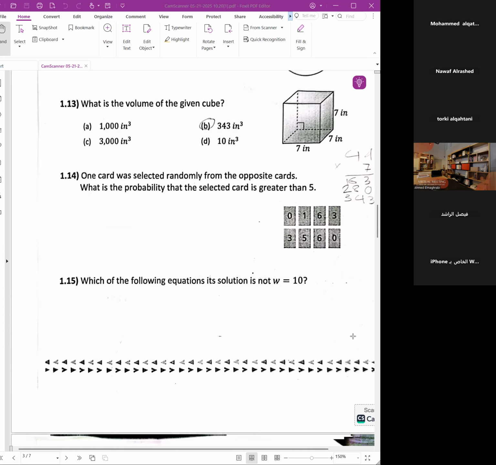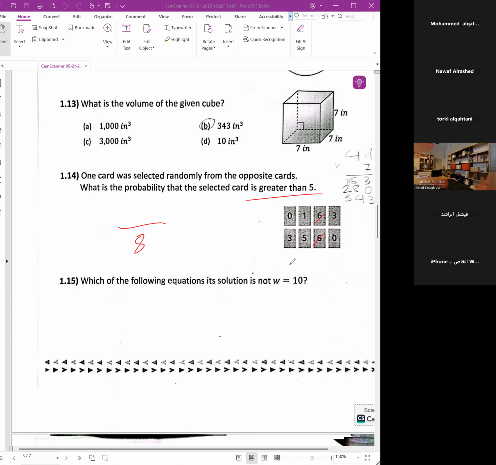Quick. Which question? Here we have one card selected randomly. What is the probability that the selected card is greater than 5? How many cards out of 8? We have 8 cards. How many numbers are greater than 5? 1, 2.